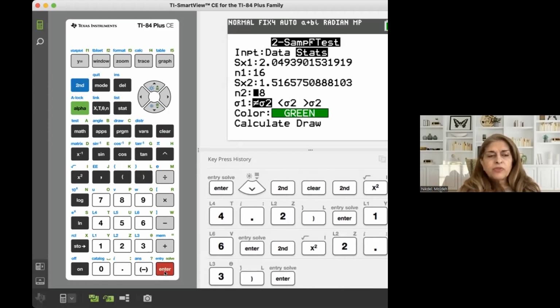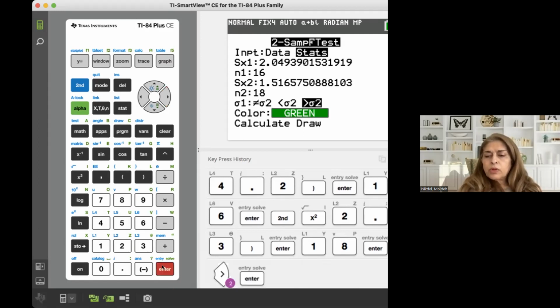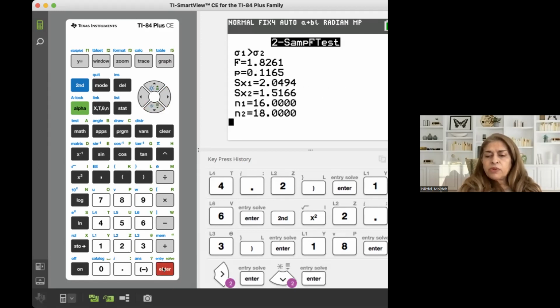What is the sample size for the female group? 18. What is the sign for H1? Greater than sign. Sigma 1 larger than sigma 2. Calculate, highlight, calculate, press enter. That's the test value, that's the p-value. 1.826, 0.1165. Okay, I'm going to put these numbers in the PowerPoint.